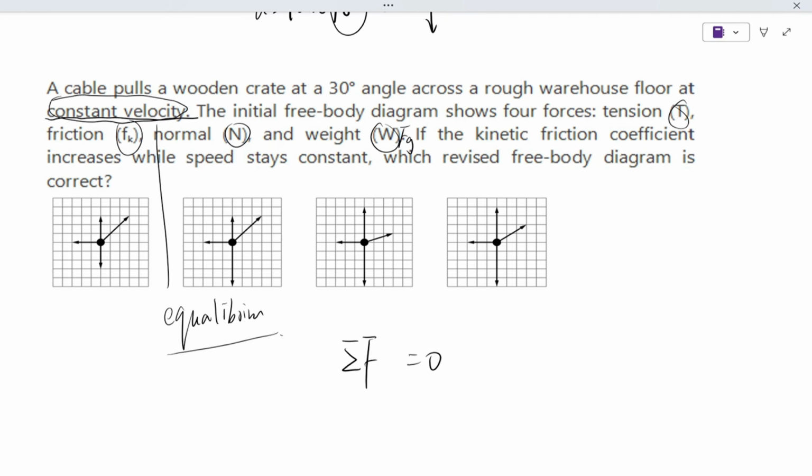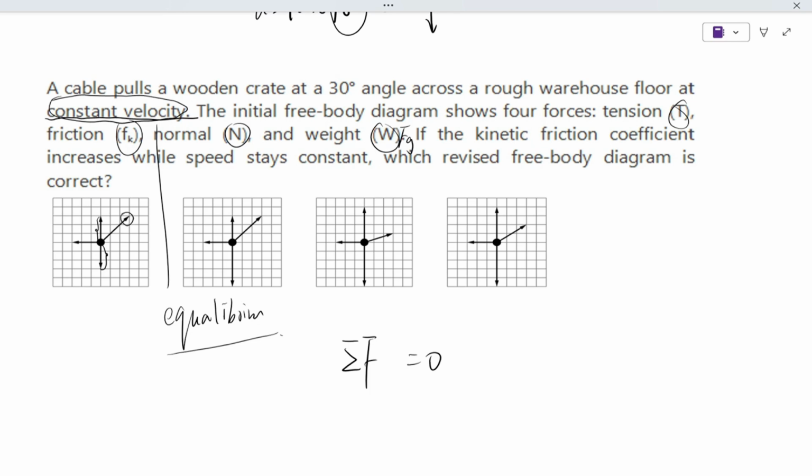Alright, let's look at those free body diagrams. First, for this one, the vertical components are this force and this force. It is already balanced, right?